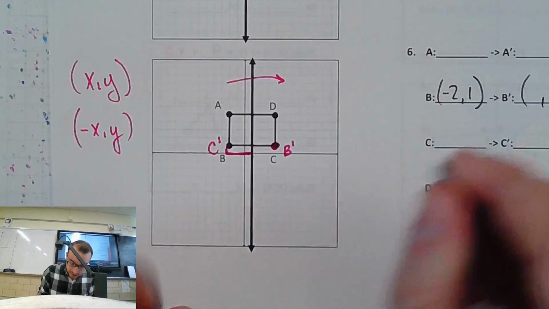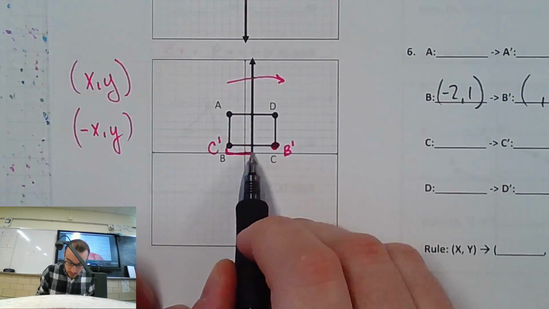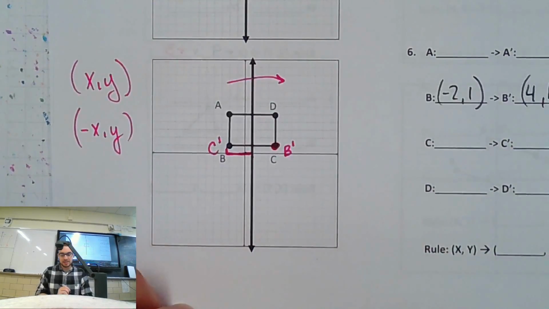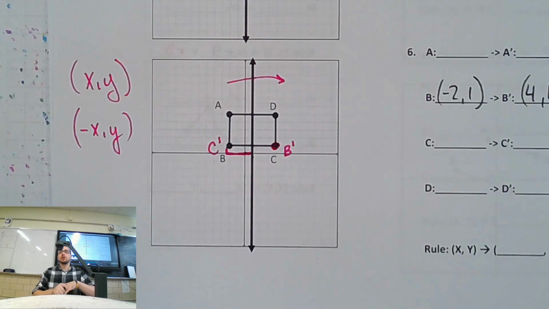B prime, again, counting from the origin, B prime is 1, 2, 3, 4 to the right and 1 up. Did anybody accidentally count from the line of reflection? Yeah, it'll happen, right? Don't let it happen to you. Know your tendencies. All right.